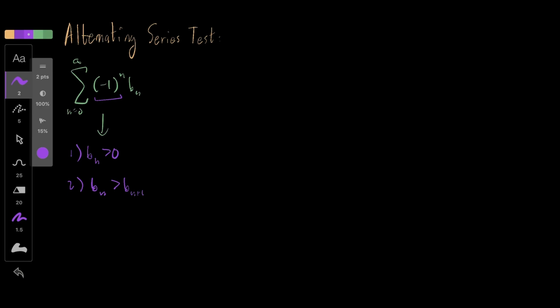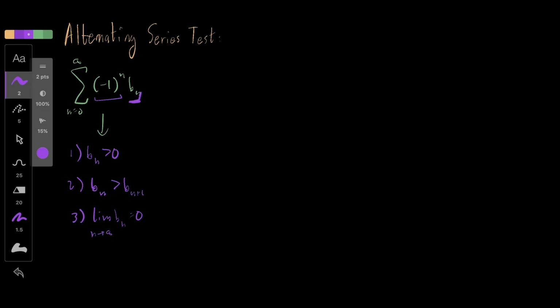And number 3, what we have is the limit as n approaches infinity of b of n is equal to 0. That means this term over here has to approach 0 as n approaches infinity.